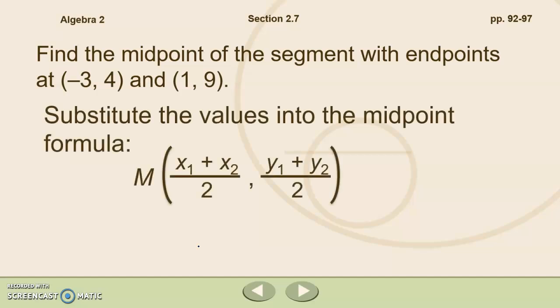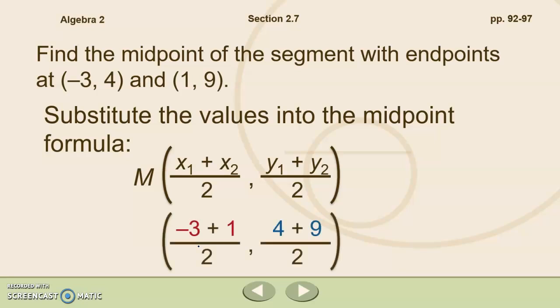First, we're going to write our midpoint formula. Then we'll substitute in our values. Again, use parentheses anytime that you're subbing. It will just help you in the long run if you get into the habit of using those parentheses. We end up with -1 and 13/2 as our midpoint coordinates.